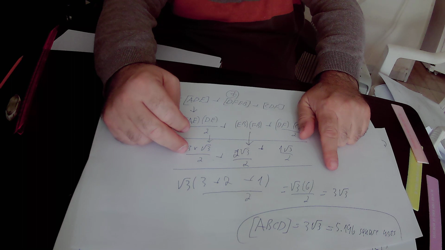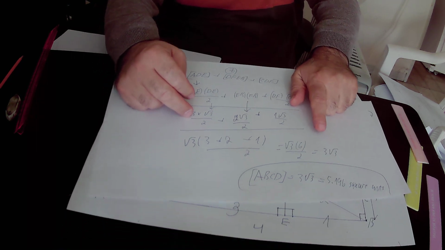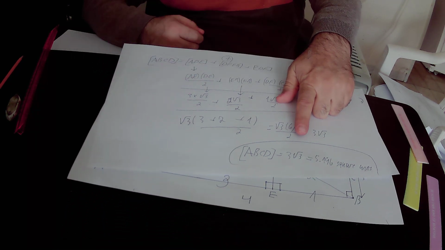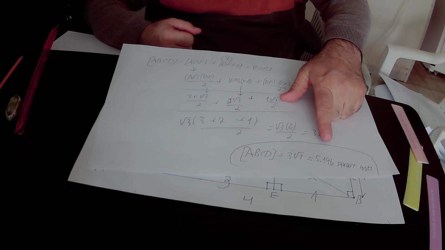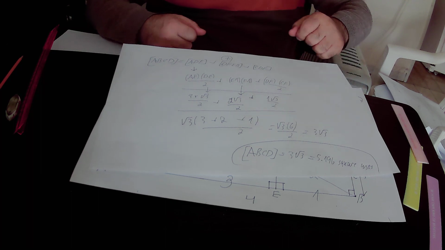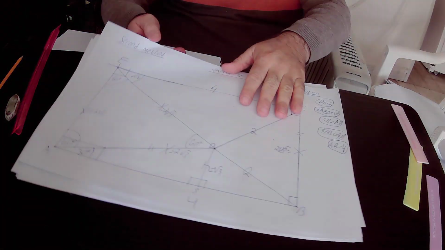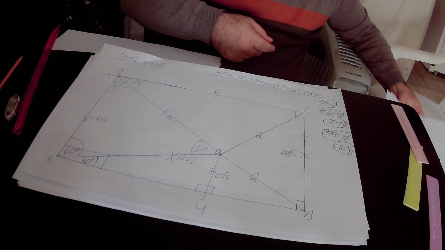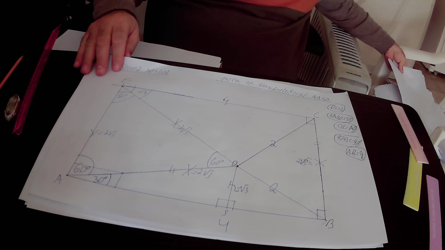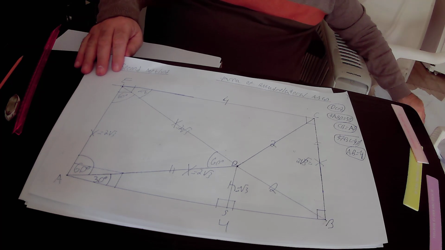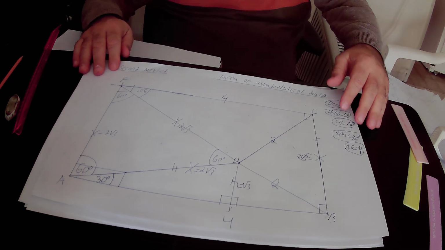6 over 2 is 3, so we found that the area of quadrilateral ABCD equals 3 times square root of 3 square units. In terms of numbers, it equals 5.196 square units. Okay, so we finished with the first method. Then I presented to you how to find the area of quadrilateral ABCD using the second method. In the second method, we did another construction.